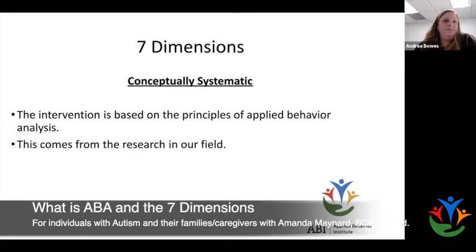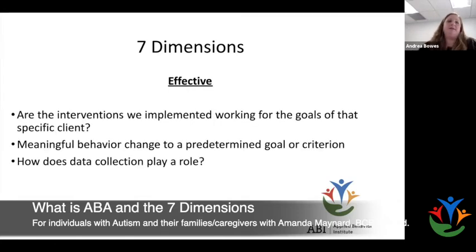Conceptually systematic. So the intervention is based on the principles of applied behavior analysis. This comes from the research in our field. Effective. So are the interventions we implemented working for the goals of that specific client? We always want meaningful behavior change.